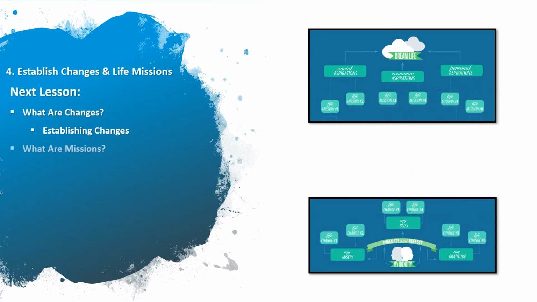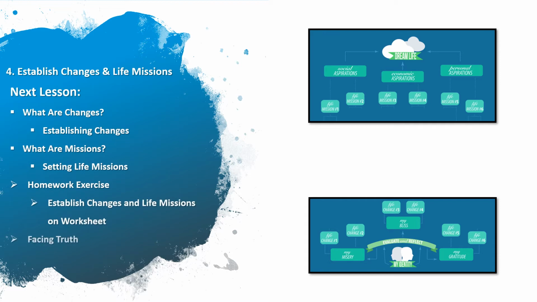Next lesson, we're going to look at exploring changes. We're going to establish the changes you need to make in order to reduce misery, increase bliss, and strengthen gratitude. And we're going to look at exploring the results of those changes. So you're setting your life missions. The homework exercise for next week, as you can imagine, is establishing changes and life missions on the worksheet. And the topic we're going to explore is facing your truth and how that impacts your life.